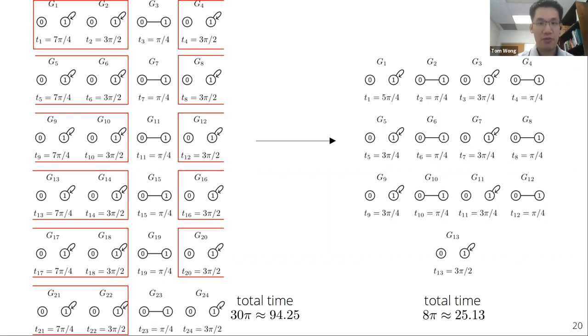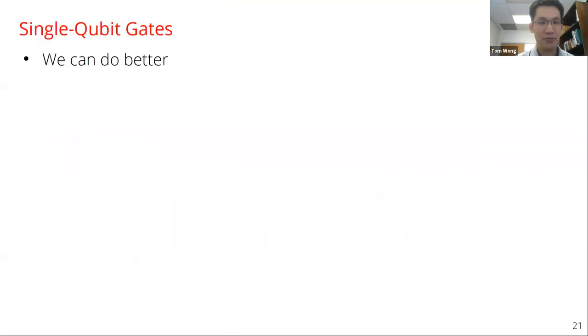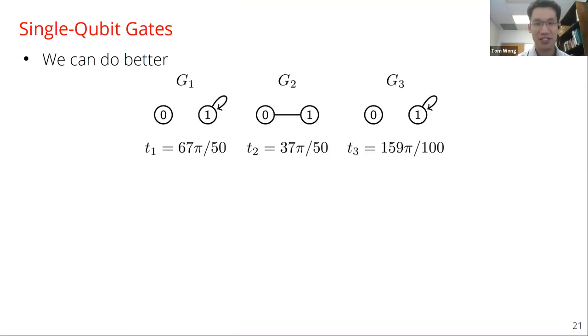In this new paper with my grad student, Ibk, he was able to do something much better. What we're able to show is that we can implement that gate not with 24 graphs, not with 13 graphs, but with just three graphs. And here are the evolution times. If we add them together, the total time is 367 pi over 100, which is 11.53, which is still faster than what we had before.